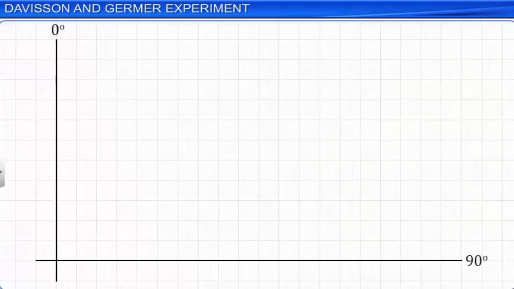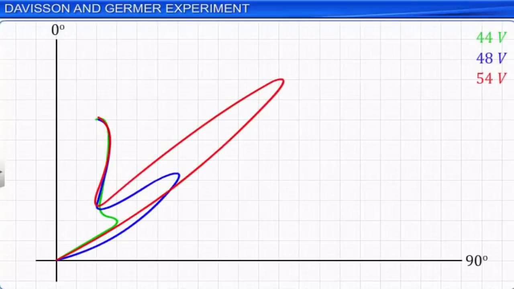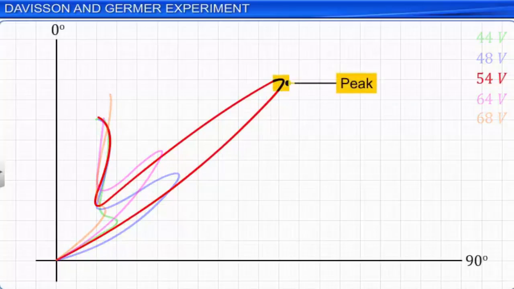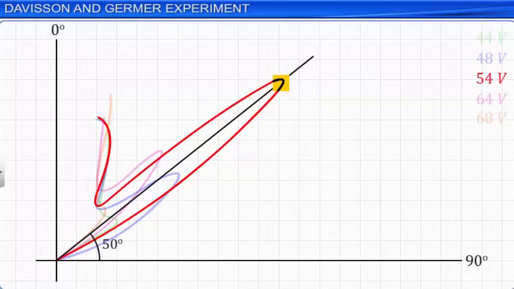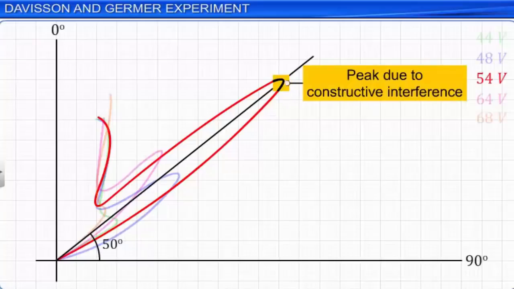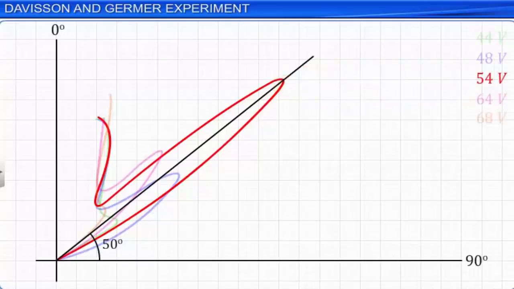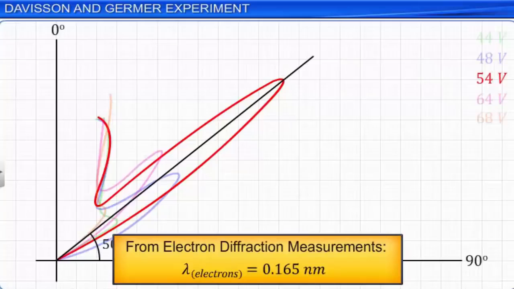This experiment was performed by varying the accelerating voltage from 44 volt to 68 volt. It was noticed that a strong peak appeared in the intensity I of the scattered electrons at an accelerating voltage of 54 volt and at a scattering angle theta equal to 50 degrees. The appearance of the peak in a particular direction is due to the constructive interference of electrons scattered from different layers of the regularly spaced atoms of the crystal. From electron diffraction measurements, the wavelength of matter waves was found to be 0.165 nanometers.